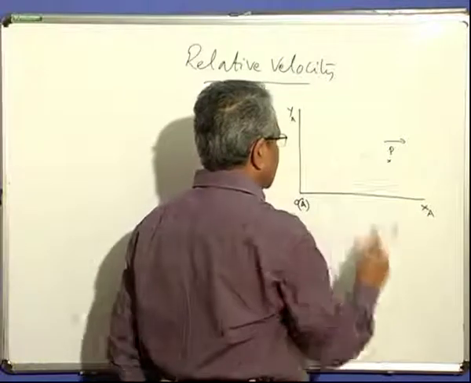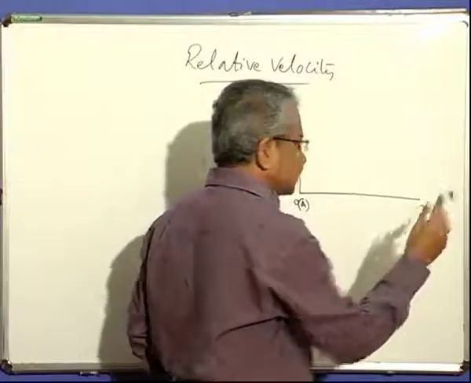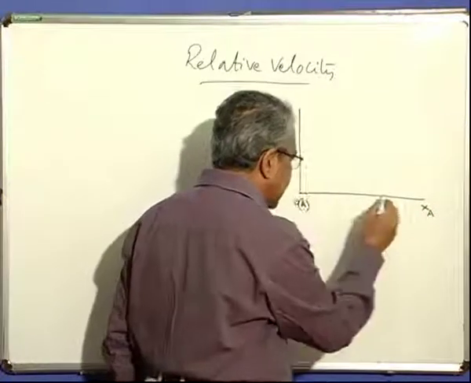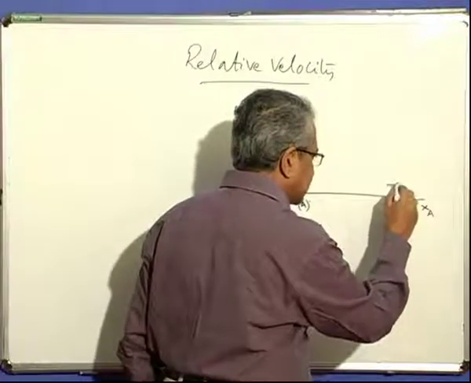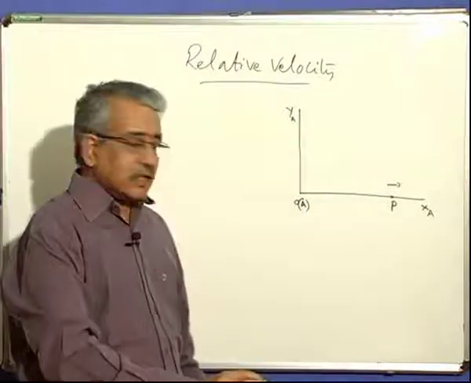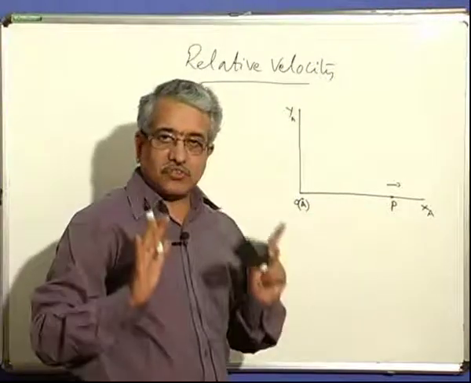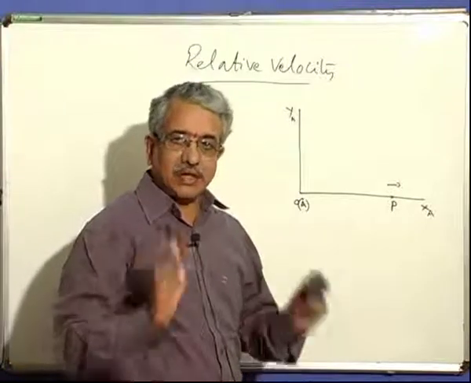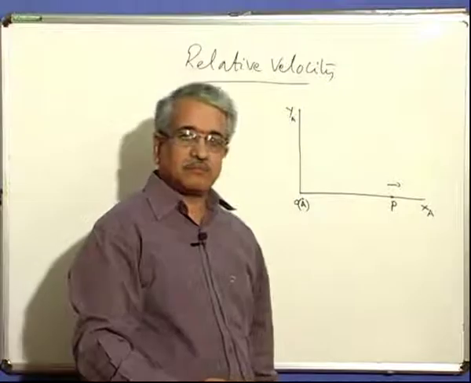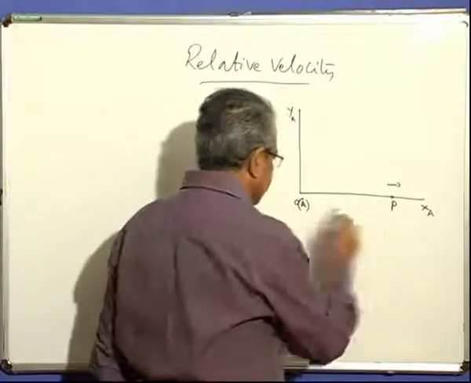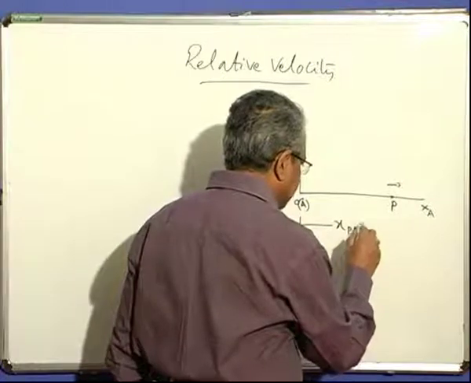To make it simpler, in one dimension, let us say the observer is at the origin and the point is on the axis itself, moving along the x-axis. If the origin is not moving, that means the coordinate frame is fixed and still, then you will see the movement of the particle P. So let us say this is the position of the particle P with respect to A.